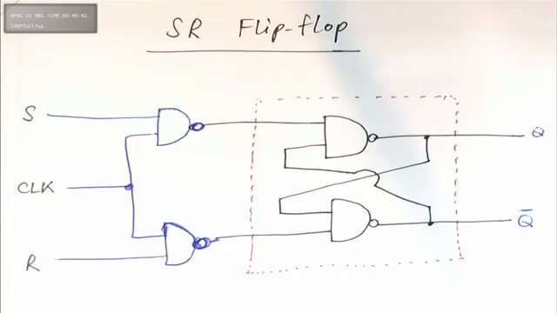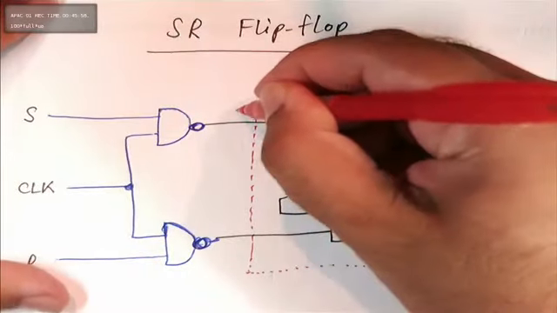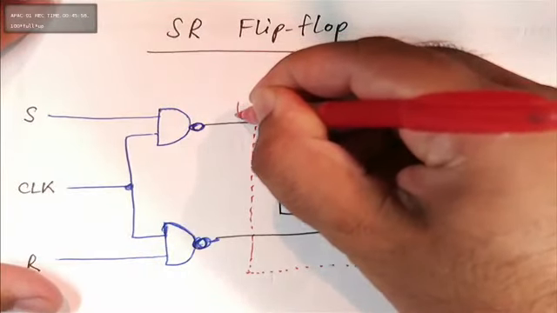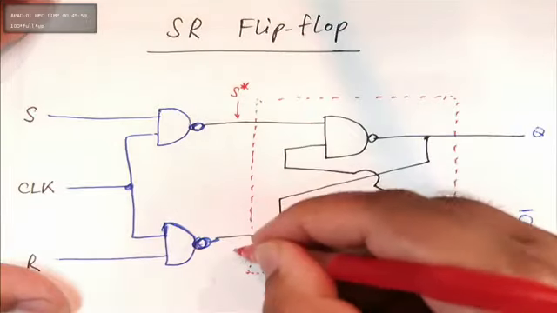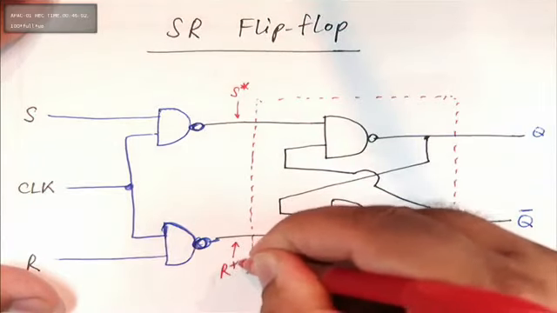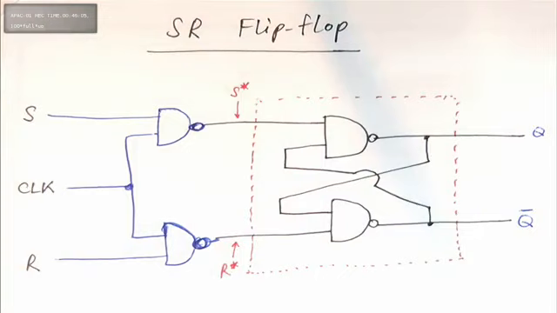Now, to make life easier, let's call this point here S star, and that point there R star. Now, we've got our latch, and S star is feeding into the latch, and R star is feeding into the latch, right? Now, over here on the exterior, you've got a new S, a new R, and something called the clock. Now, why is clock important?